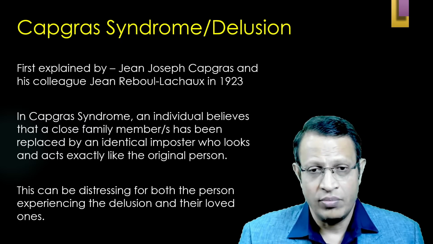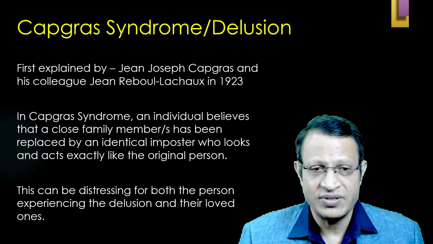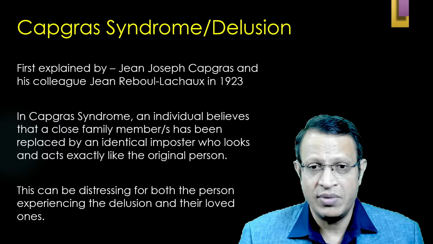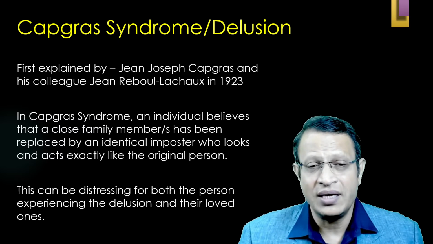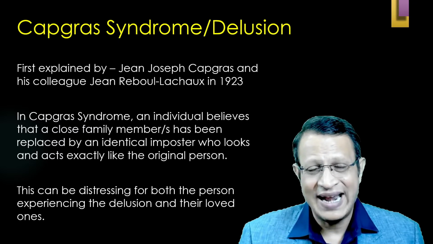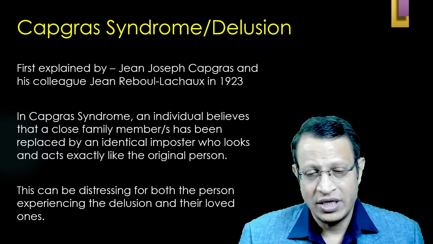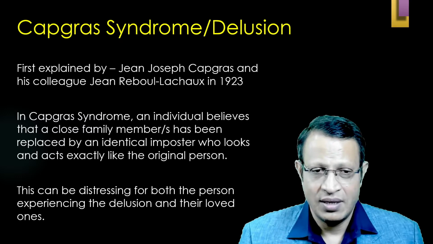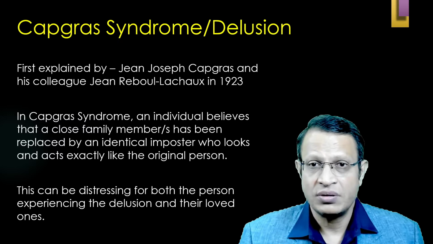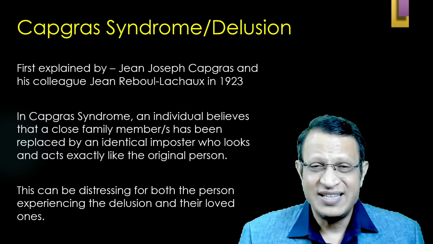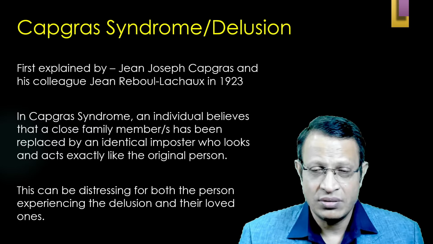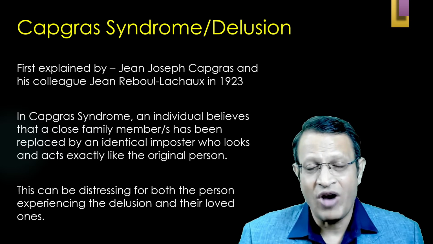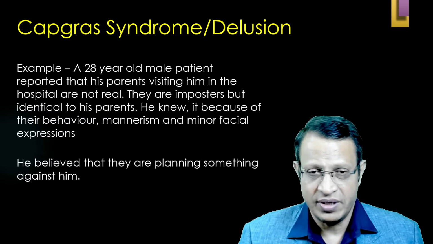In Capgras syndrome, the patient believes that a close family member, maybe father or mother, has been replaced by an identical impostor who looks and acts similar to the family member, but they are not his family members. Here the patient expresses distress, becomes confused, and cannot trust anyone. At the same time, he believes this delusion, and many a time they become violent towards the family members.